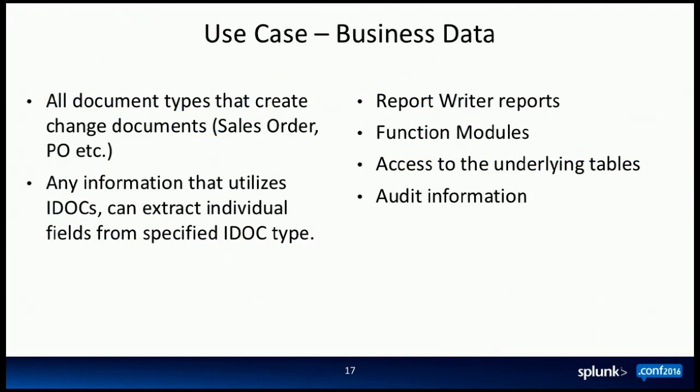So after we did the IT operations data, the next thing we did was ask, okay, what sort of business data would people want to see in Splunk? SAP has a mechanism called change documents. So whenever you create a document in SAP, a sales order or purchase order, an object is created in SAP called a change document. It's basically an object that says someone created a sales order or created a purchase order. We tap into that process, and whenever an order is created, we have a configuration that allows us to extract individual fields from that order and send them into Splunk.